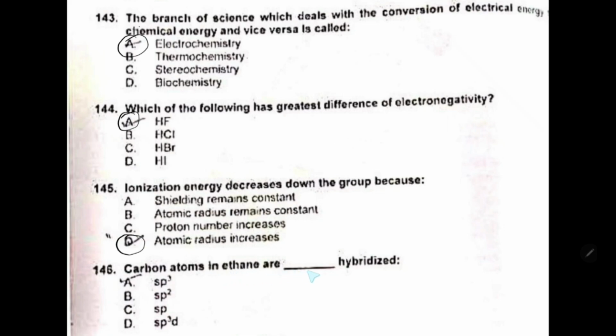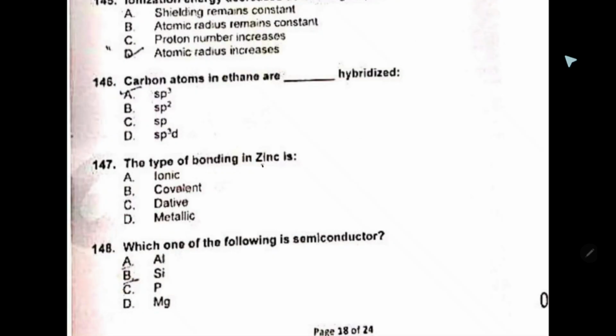Carbon atoms in ethane are hybridized. Remember, for carbon, when it forms all four single bonds, it is sp3 hybrid. When it forms one double bond and two single bonds, it is sp2 hybrid. When it forms two double bonds or one single and one triple bond, it is sp hybrid. Now there is ethane, and ethane is a saturated hydrocarbon. So carbon-carbon form all single bonds, that is sp3 hybridization, choice A.